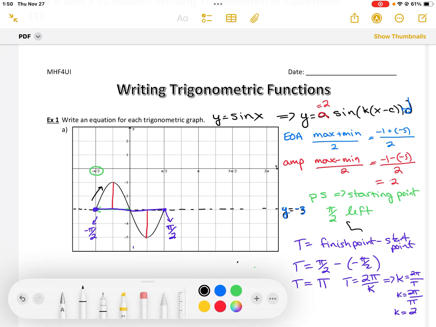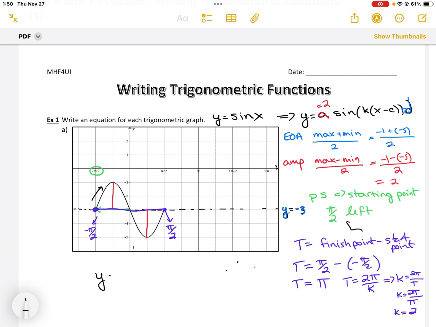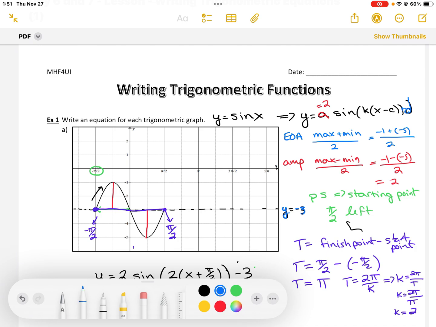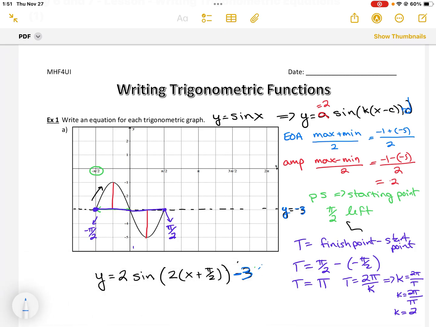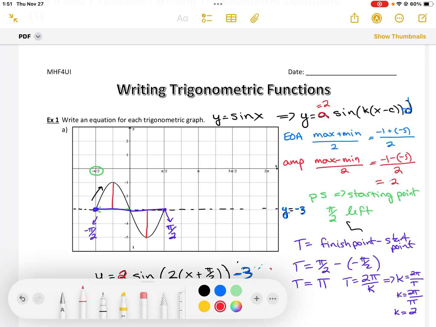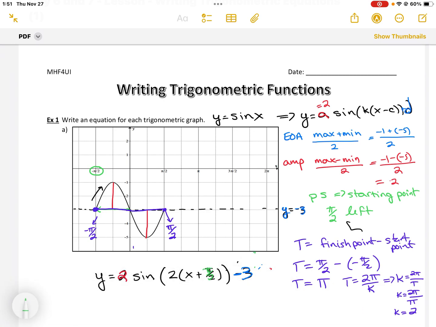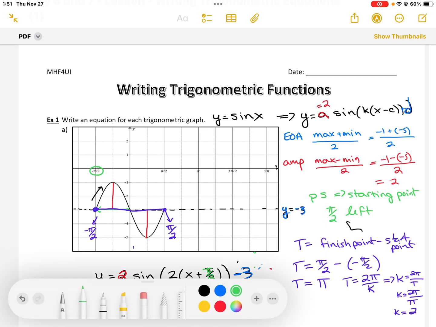In order to put all those things together, I'm going to write them all at once. So I've got my amplitude in front, which is 2. Then I have my parent function, so I'm using sine. Now I have my k value. My shift, I'm going to the left, so I'm going to make sure that I've got plus inside my brackets. And then I've shifted down 3, which is -3. So again, the last value is the equation of my axis. The first value is the amplitude. The value being added to the x is the phase shift.